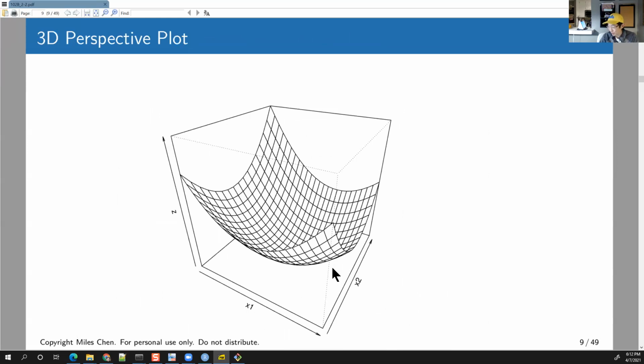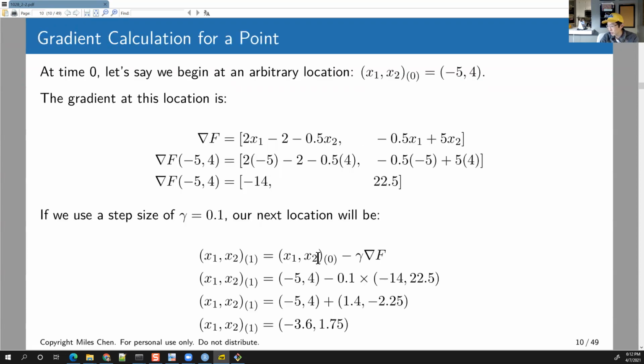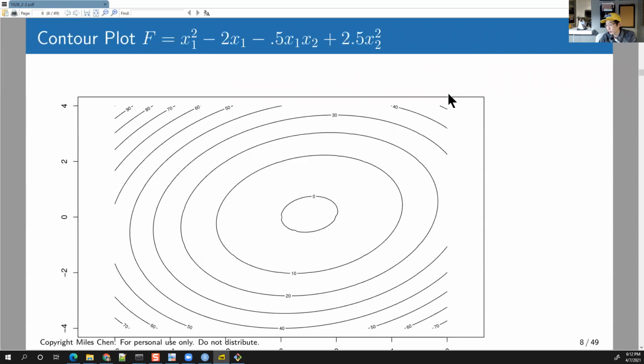Here's what it looks like in 3D, and I could have used some kind of plot to have it revolve in 3D, but this is basically the thing. Okay, and so this is what we will do. We will calculate the gradient for an arbitrary point. We're going to just start off at -5, 4. So in our plot, I think -5, 4 is going to be up here. Okay, we'll start up in this corner.